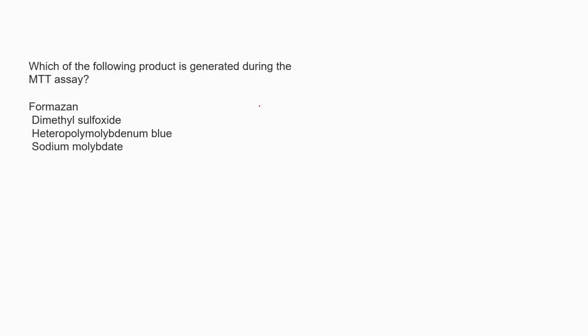There is the next question. Which of the following product is generated during the MTT assay? The options are formazan, dimethyl sulfoxide, heteropolymolybdenum blue, or sodium molybdate. So the correct answer here would be formazan.